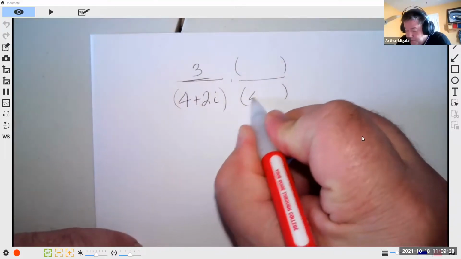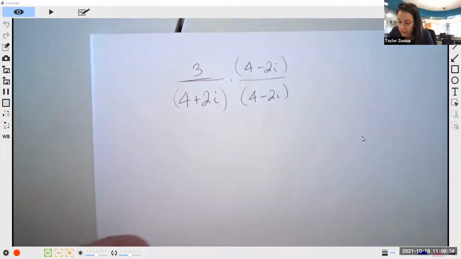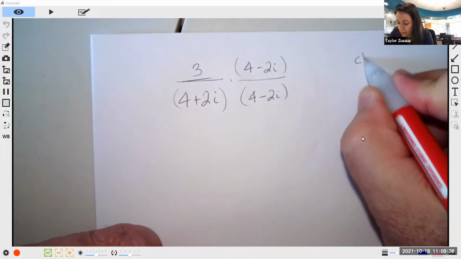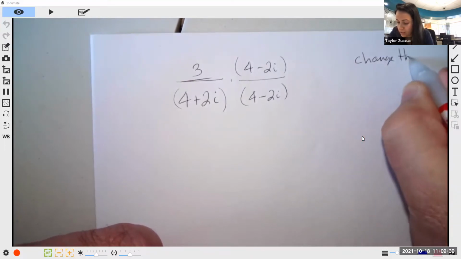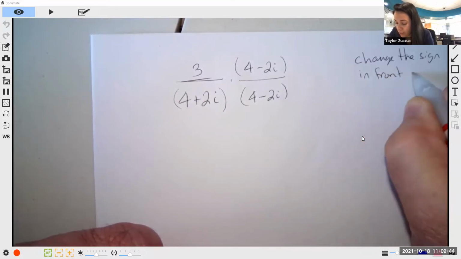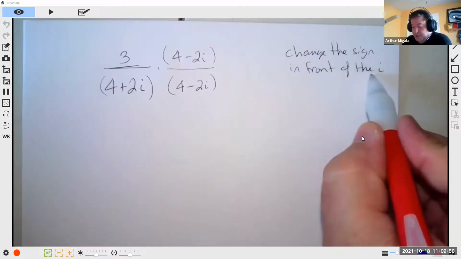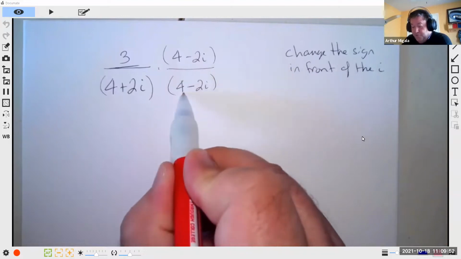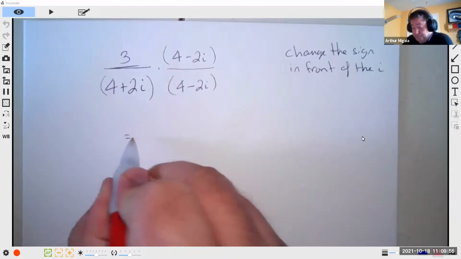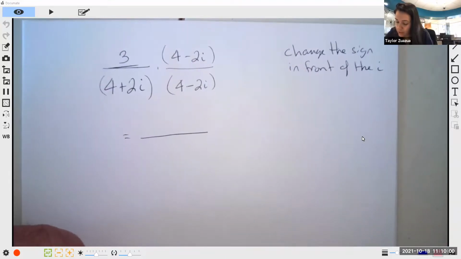So in this one, we're going to multiply by 4 minus 2i. You change the sign. So it equals 3 over 4 plus 2i. All you do is change the sign in front of the i. So it's 4 plus 2i, multiply by 4 minus 2i, top and bottom. So 4 plus 2i in parentheses, and then multiply it by 4 minus 2i on top and bottom.